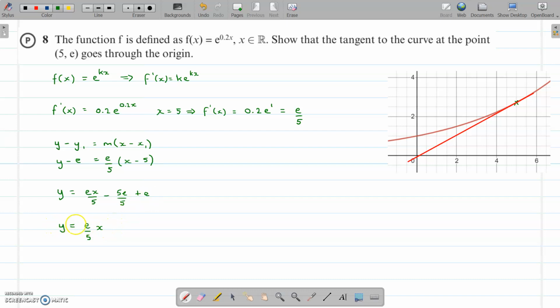So a line of the form y equals mx plus 0, I'll put the plus 0 in as well, means that it crosses the origin. And that's what we had to do. So we just need to say therefore it goes through O, or maybe put goes through (0, 0). All right, and that's it.